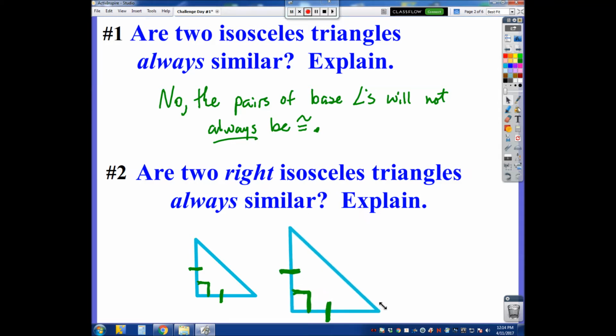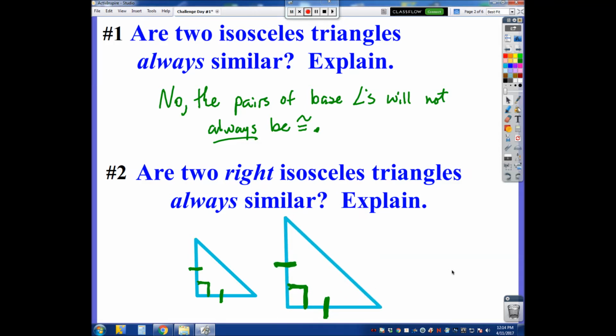But what if I took this right isosceles triangle and made it larger, like so? Now, since the sides are different, I'd have to put in 2 congruent markings on here, but this is still a right isosceles triangle, and this is a right isosceles triangle. Well, now we come to the same decision that we were trying to make in number 1. These base angles will be congruent to each other, but will these base angles also be the same?